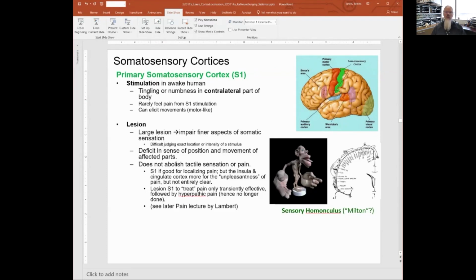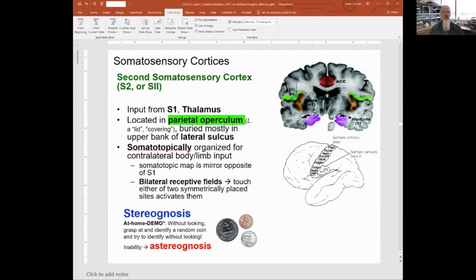If you have a lesion here, larger lesions, you can impair finer aspects of sensory sensation. It's hard to tell exactly where in space you're being stimulated. There's a deficit in your sense of position and movement of affected parts, but it does not abolish your tactile sensation or sensation of pain. So in general, S1 is good for localizing pain or touch, but if you want to say the unpleasantness quality of pain, that tends to be other cortical areas. It's more widely distributed throughout the brain. Pain's more difficult to deal with.